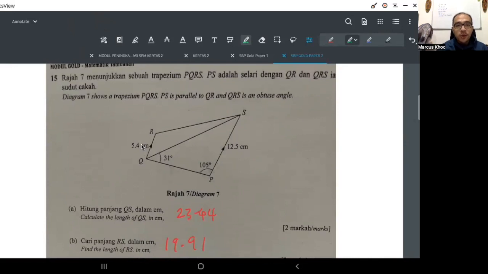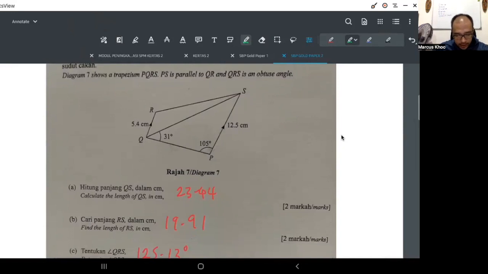Okay, trapezium PQRS, PS is parallel to QR and QRS is an obtuse angle. Find the length of QS in cm. Since this is QS and there's the angle here and this here and this here, you can use the sine rule lah. You should be able to get this. After you find QS, you find that QS equals 23.44. I'm going to write down here 23.44.